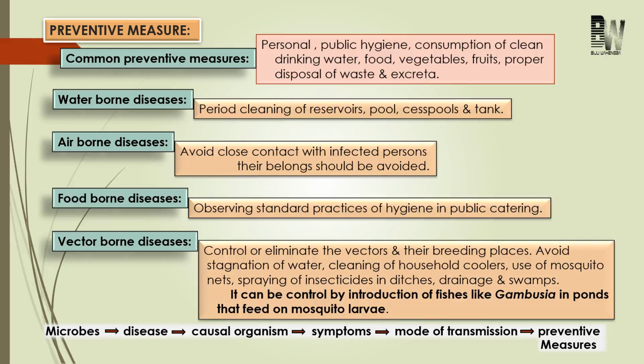So when you study this chapter about disease, you study like this. First, try to know the types of microbes. Then you should know the name of the disease, their causal organism, symptoms, then mode of transmission. And if you know the mode of transmission, then you can easily assume the preventive measures.